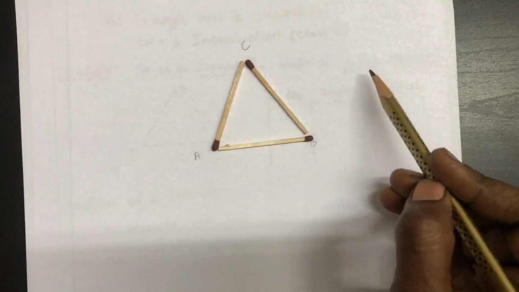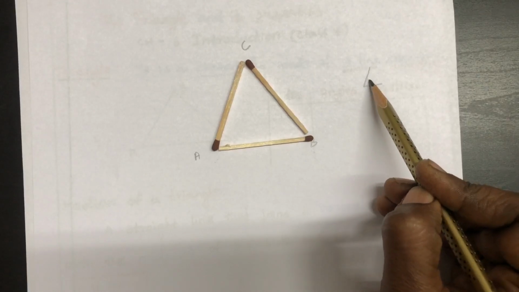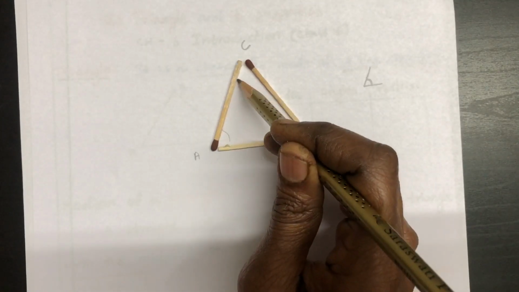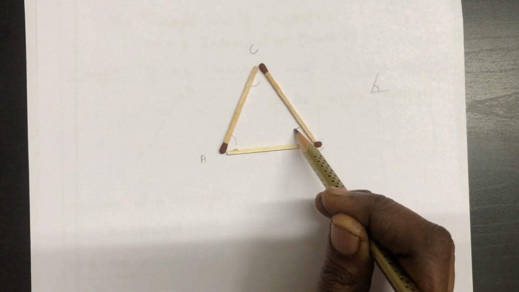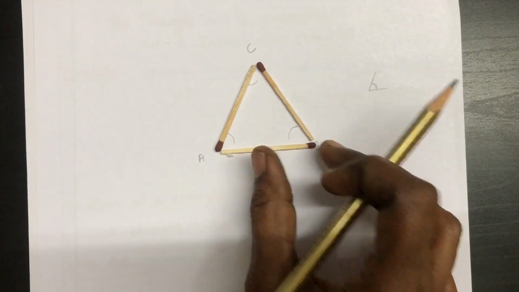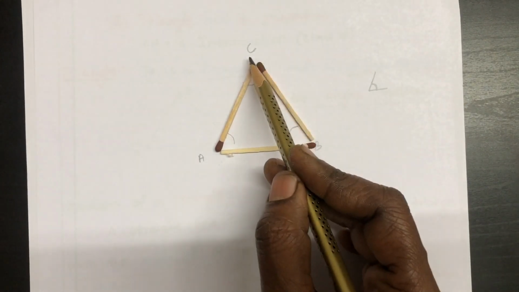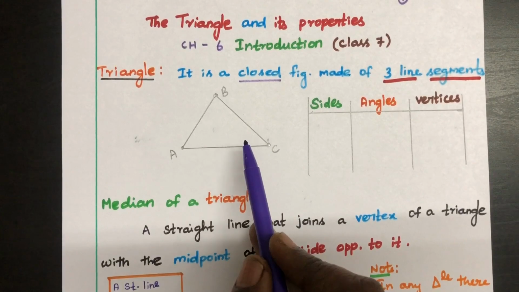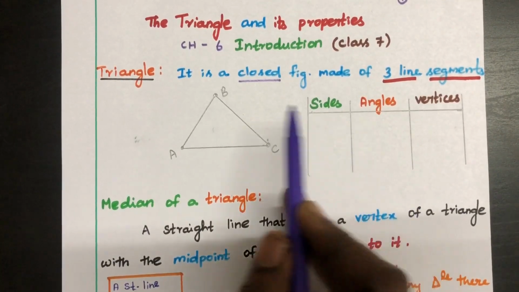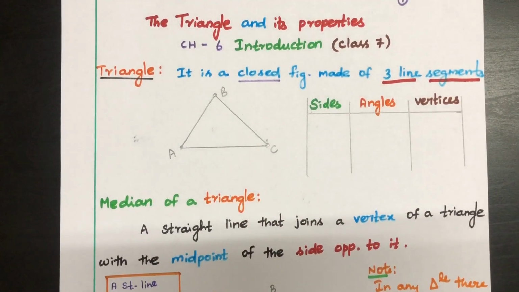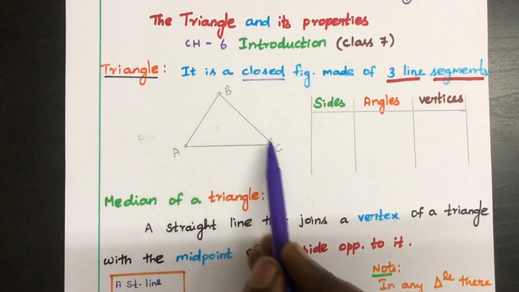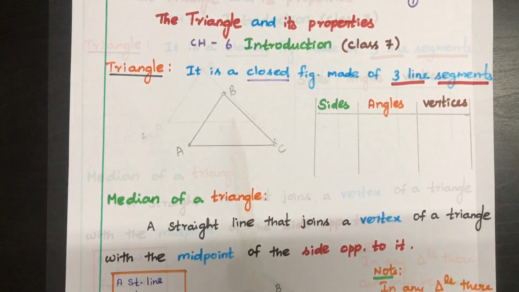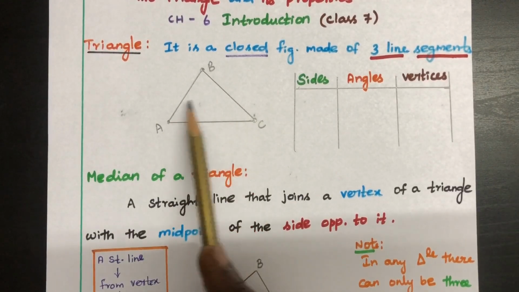Also, if any 2 line segments meet, an angle will form, right? So, there are 3 angles formed here. See here one angle, here one angle and similarly here another angle formed. So, 3 angles: angle A, angle B, angle C. Tri means 3. So, this triangle is made up of 3 line segments. It is also a closed figure. AB is a line segment, BC is another line segment, AC is another line segment. So, it is a closed figure made of 3 line segments.